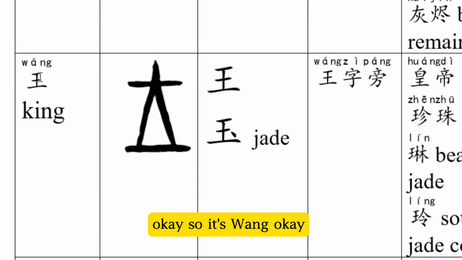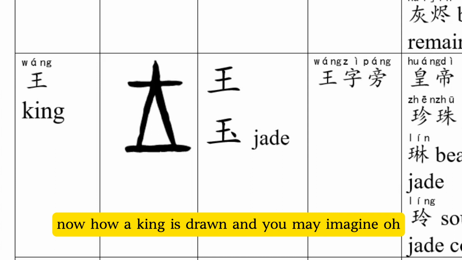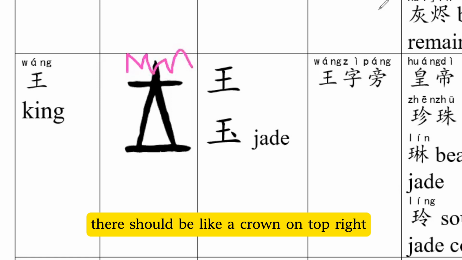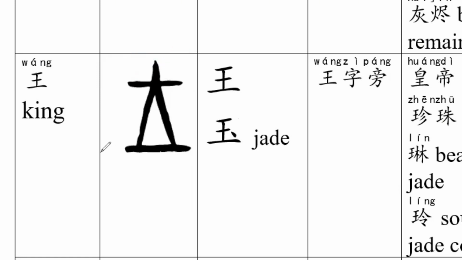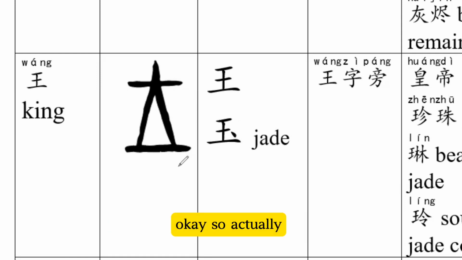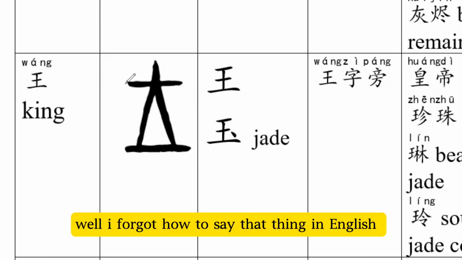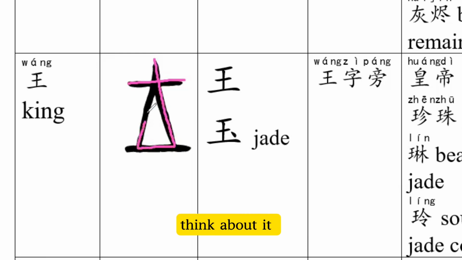So it's Wang. If you see this character by itself, it's Wang. It's a king. Now how is a king drawn? You may imagine, oh, there should be like a crown on top, right? No, that's not the Chinese way of doing it. So what defines a king? What do you see here? A big person? Actually, it is, well, I forgot how to say that thing in English, but this is a really, really big knife. Well, not really a knife, but think about it.